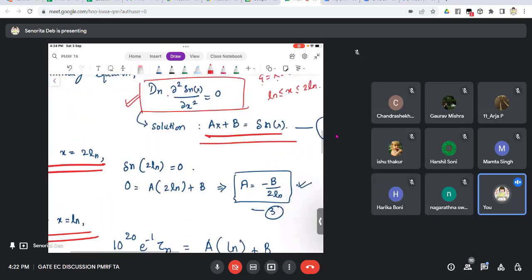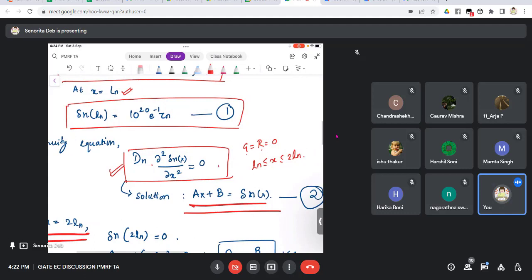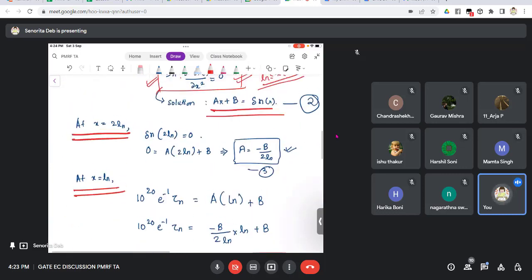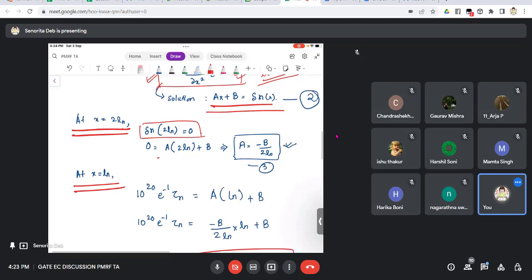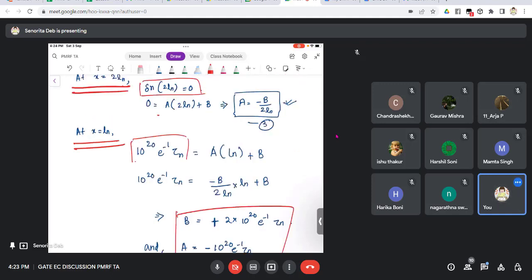And therefore this equation is written like this: from Ln to 2Ln, basically Dn and delta square n(x) by delta x square will be 0. This kind of equation always has a solution like this: Ax plus B equals delta n(x). So now we will find the solution just like we do in differential equations in mathematics. At x equals 2Ln, we know that the concentration is 0, right? So we just put the value and find the value of A. Now at x equals Ln, we have found delta n of Ln, so we put the value equal to A of Ln plus B.